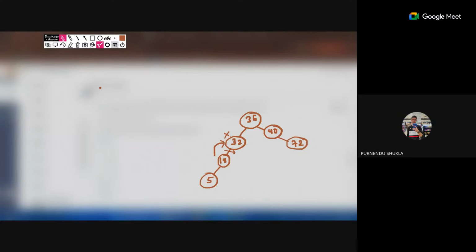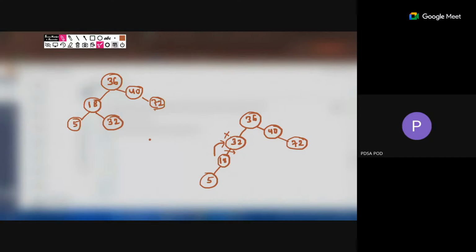Yes, obviously. So we have 36 over here. We had 40. Then right child of 40 was 72. Left child of 36. We are rotating here now. This 18, 32 edge. So 18 will come up, 32 will come down. Okay. So 18 goes up, 5 comes here, 32 comes over here.